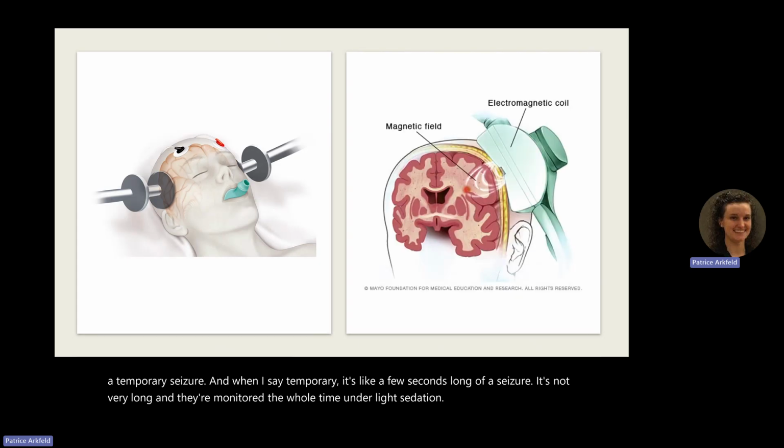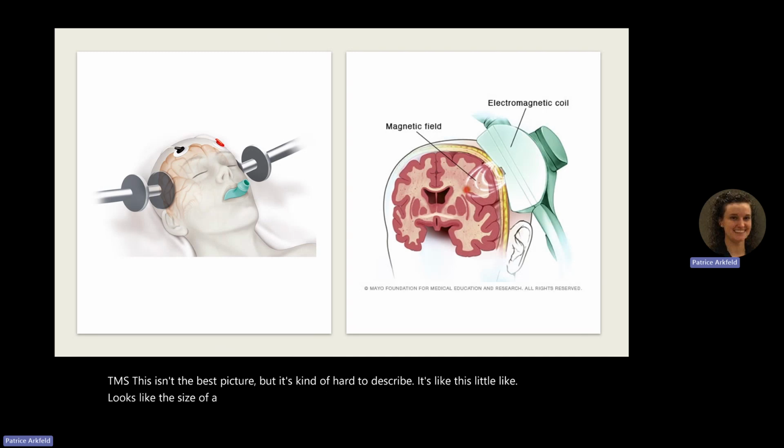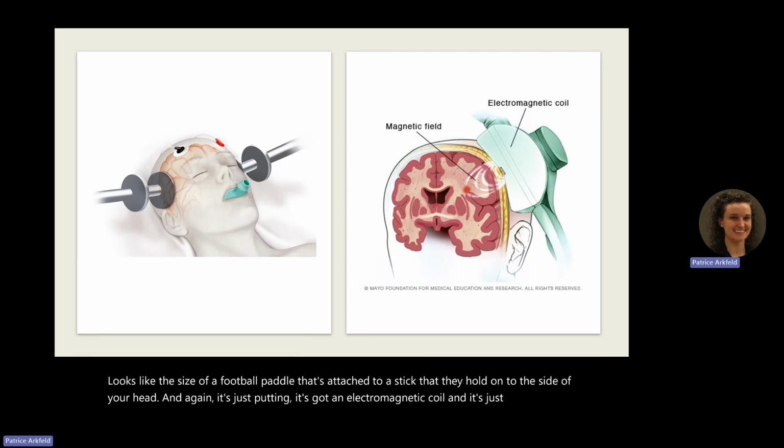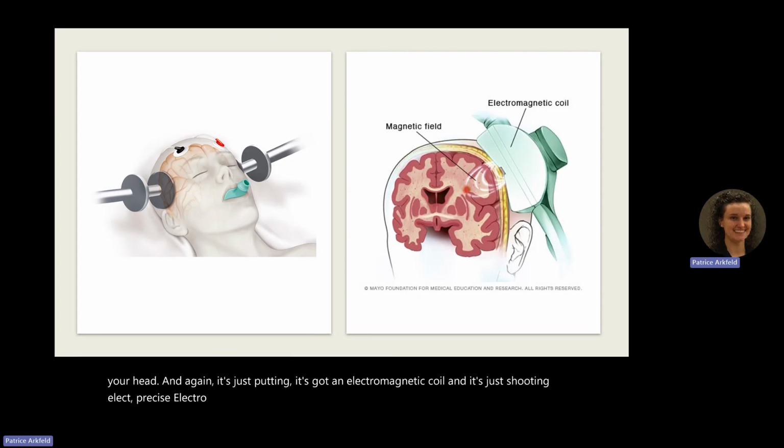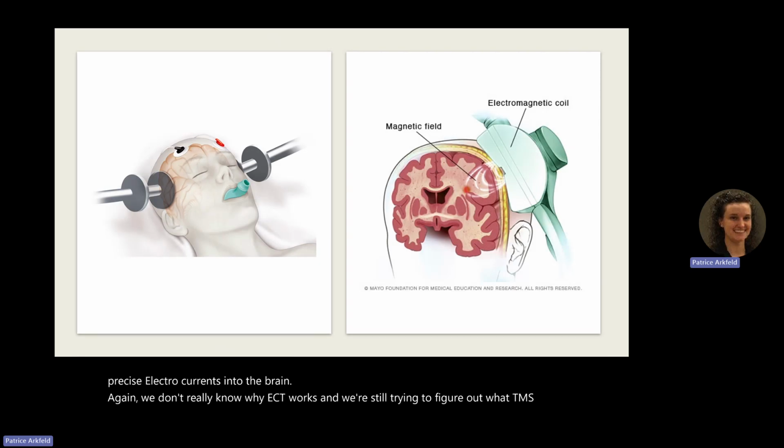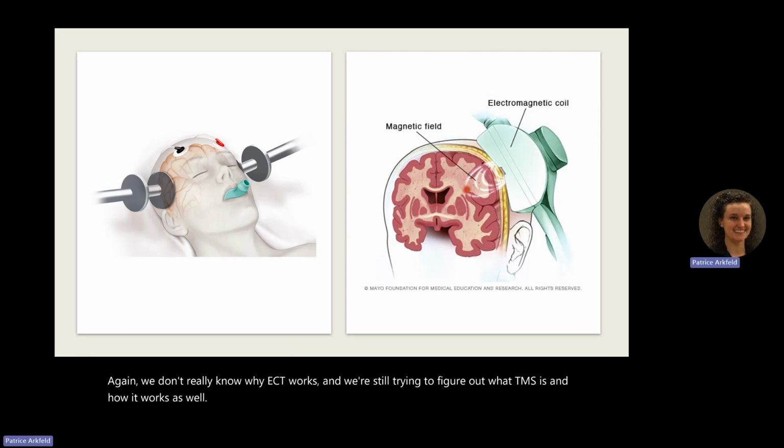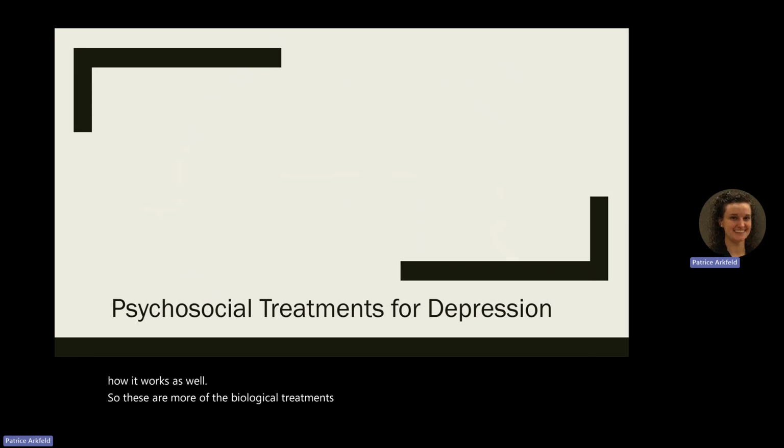TMS, this isn't the best picture, but it's kind of hard to describe. It looks like the size of a football paddle that's attached to a stick that they hold onto the side of your head. It's got an electromagnetic coil and it's just shooting precise electrical currents into the brain. We don't really know why ECT works, and we're still trying to figure out how TMS works as well. So these are more of the biological treatments for depression and bipolar related disorders.